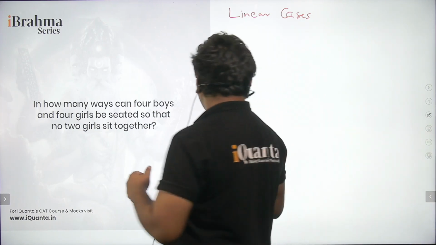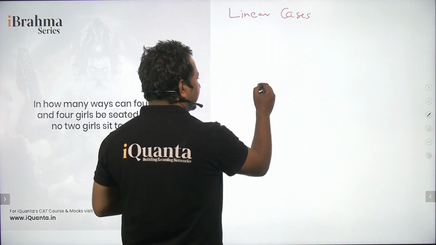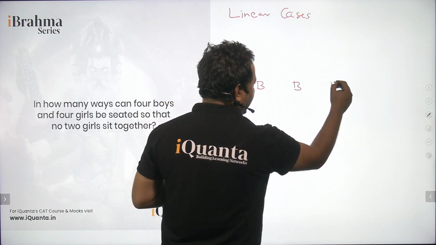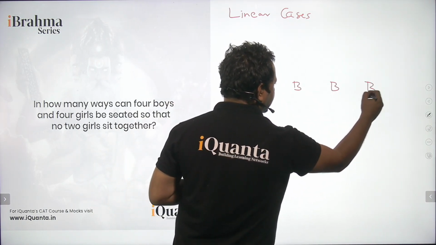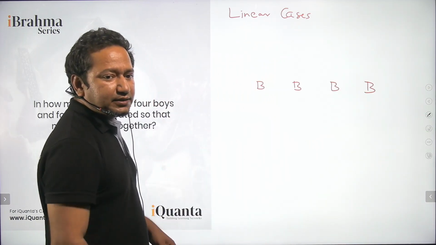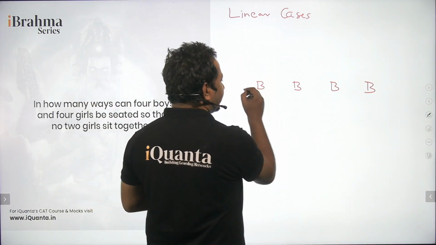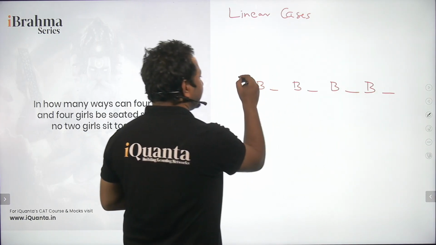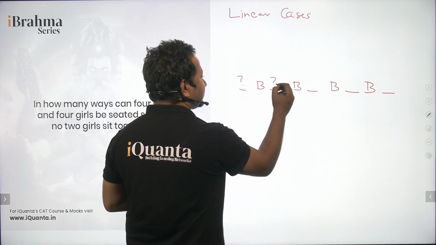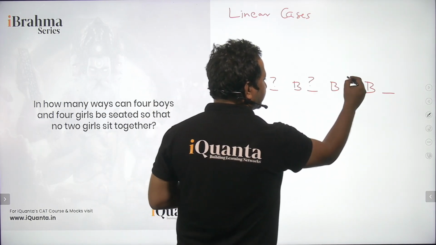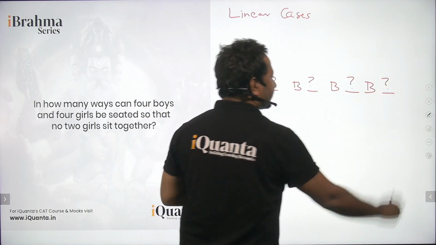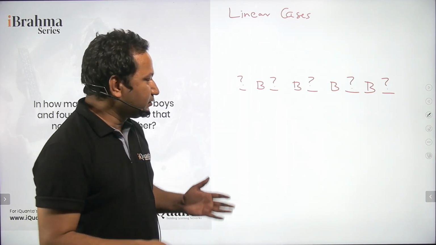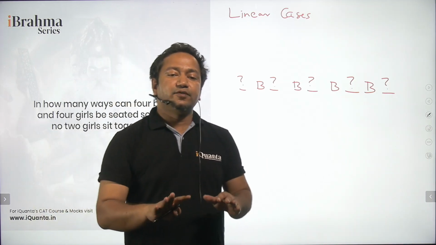So, let us do one thing. Let us assume four boys like this. I'm representing boys with B. So there are four boys like this, and there are 1, 2, 3, 4, and 5 vacant positions. And in these 5 vacant positions, the 4 girls have to be arranged.